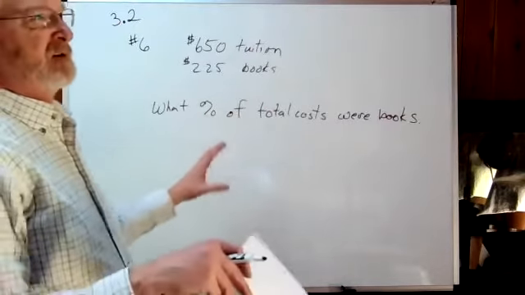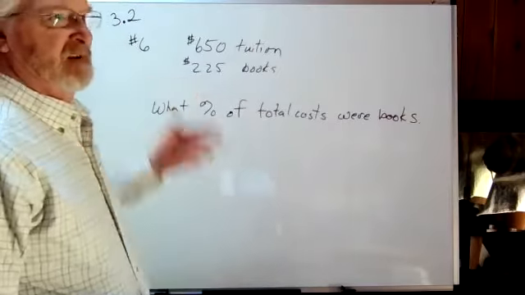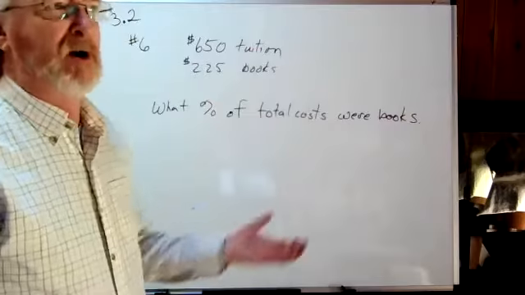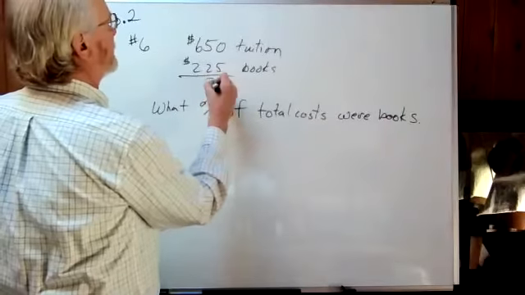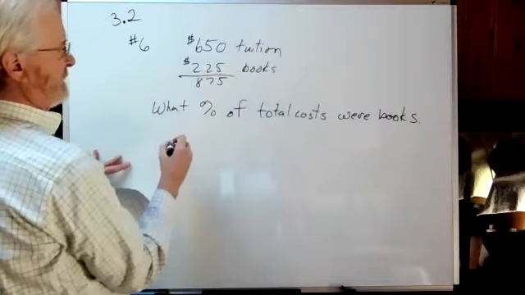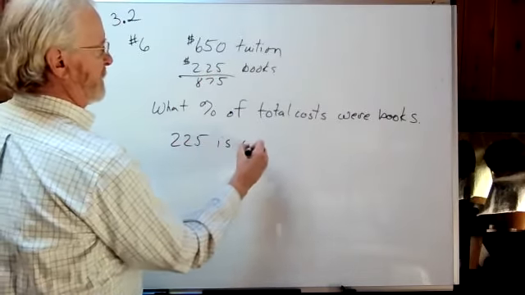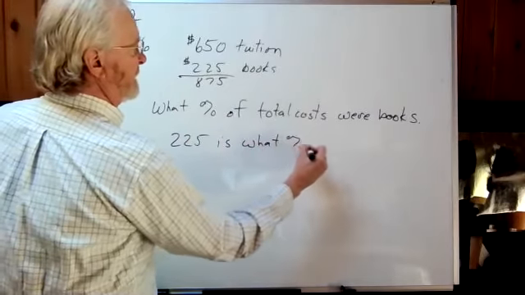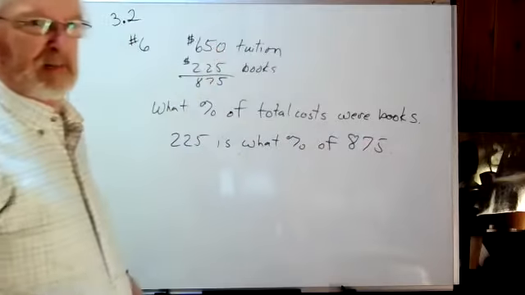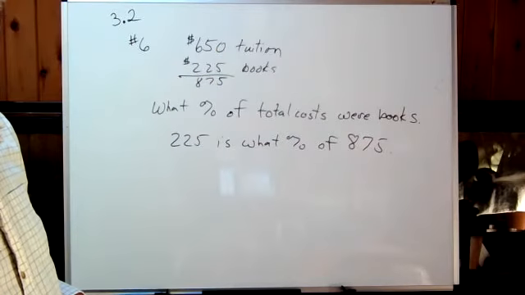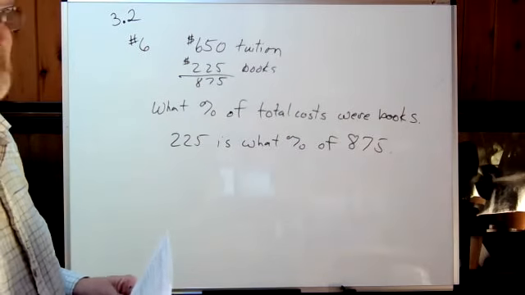Usually, for most of these problems, we compare to the original. Well, this is a variation where we don't know the total to compare it to. So I've got to add all these together. 225 is what percent of 875, the new total? I had to come up with a new total to work this problem. So when you go home and do your number 6, copy this down.